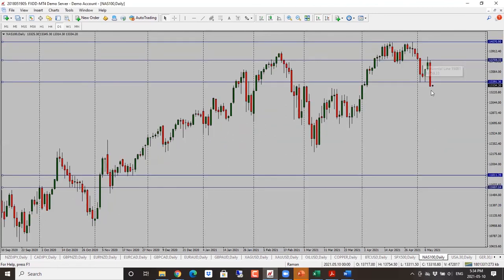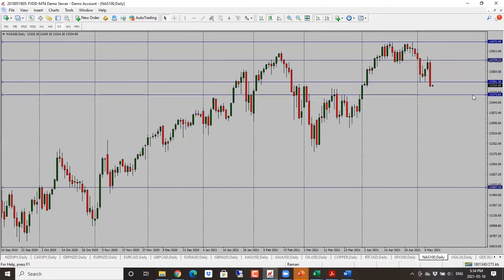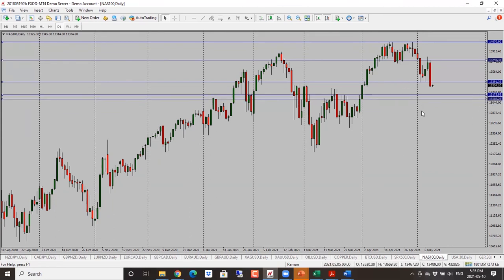NASDAQ here, quite a drop for NASDAQ. Price wasn't able to go through this resistance, so we are back down again. Bias here is bearish in terms of our target here. First target is 13,175. And then if it continues, we're looking at 13,100. So bearish bias here for NASDAQ. And we are looking for a bit of a bounce up and then a drop. So bearish bias here.